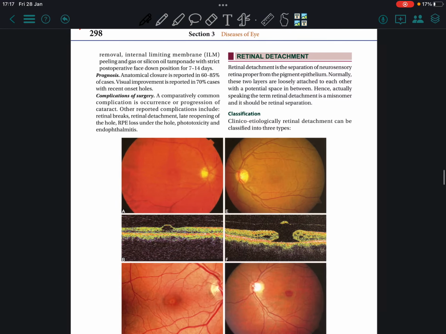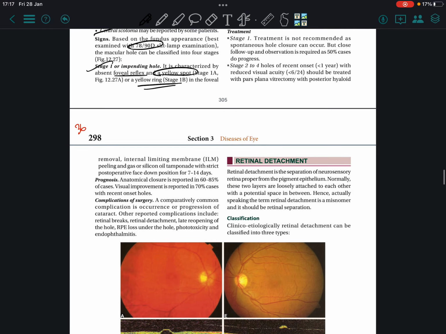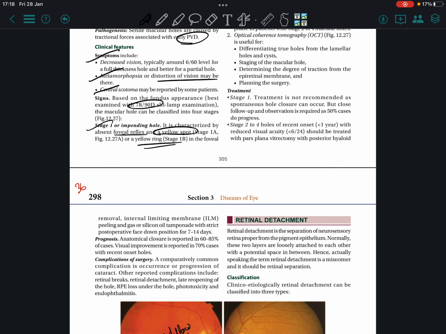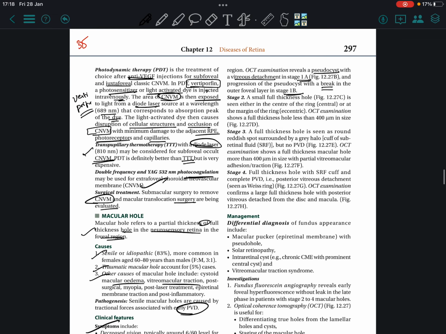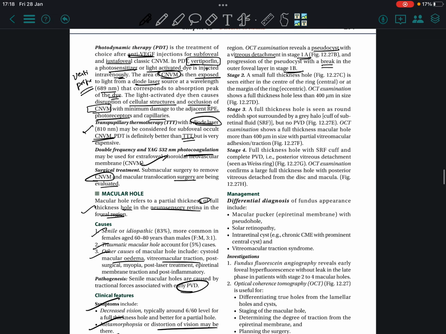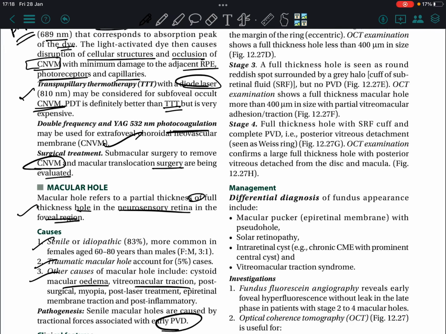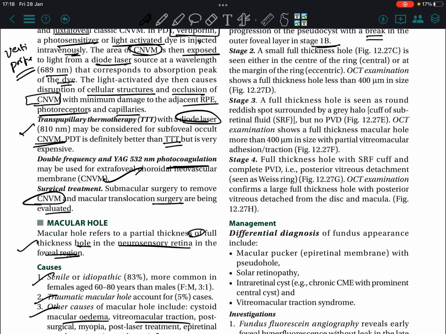Fundus: yellow spot. Stage 2: a small full thickness hole is seen either in the center of the ring or at the margin of the ring, eccentric. OCT examination: full thickness hole less than 400 micrometer.